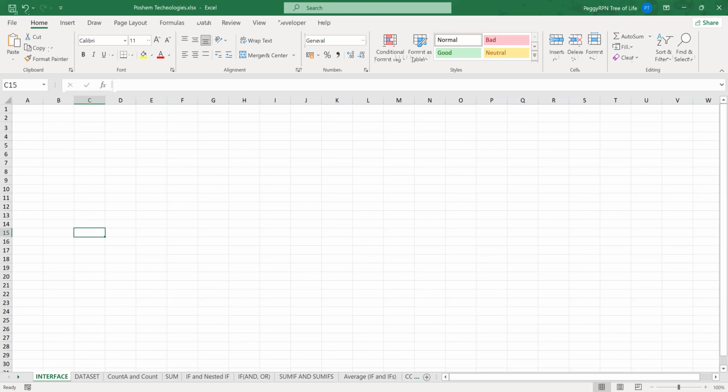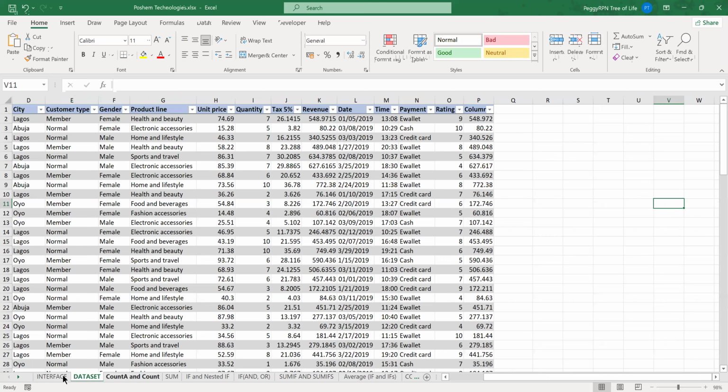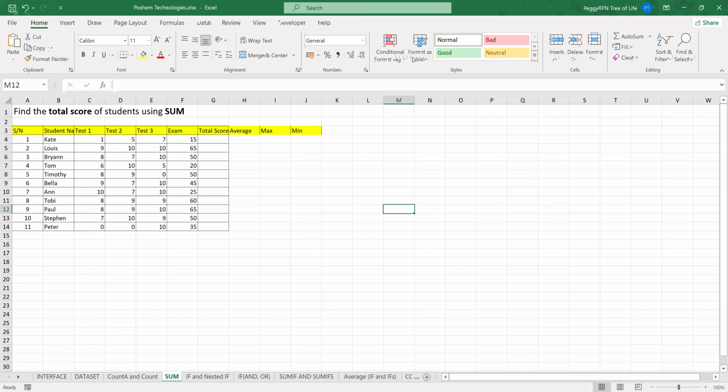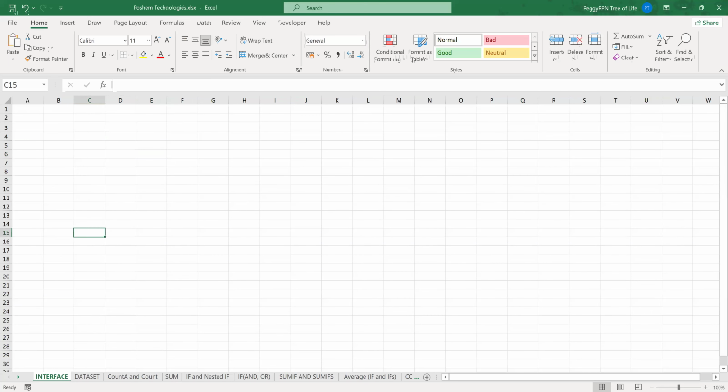Then these are all your worksheets, where you can go to each worksheet and the rest. Then this is your horizontal scroll bar, where you scroll from left to right. Your vertical scroll bar can go up and down.